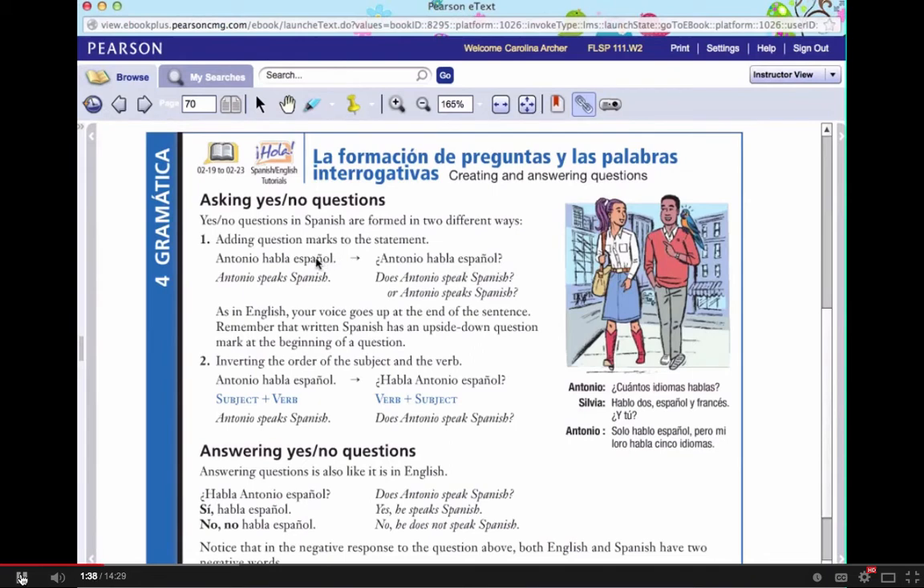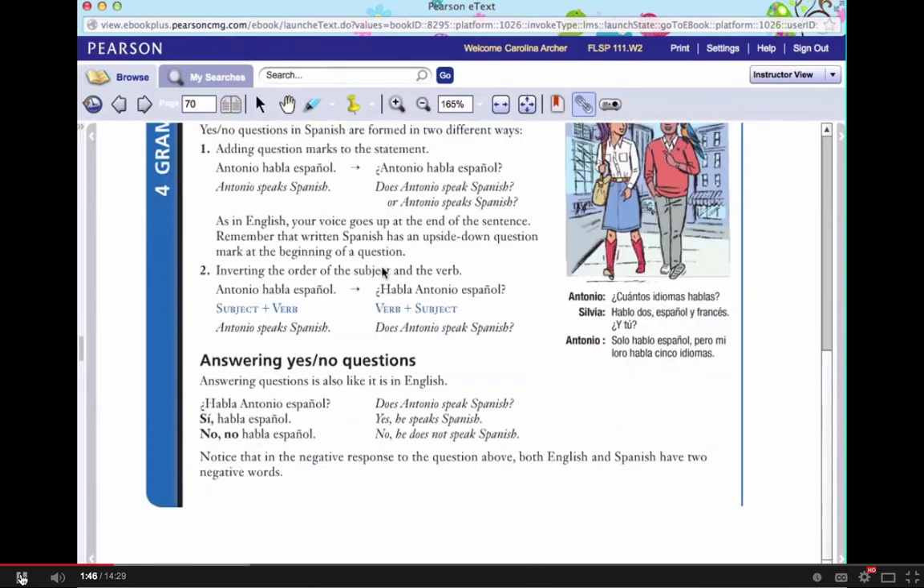The statement, Antonio habla español. Antonio habla español, okay? So very easy. All you have to do is add the question marks, all right? As in English, your voice goes up at the end of the sentence. That's how somebody knows that you're asking a question, okay?